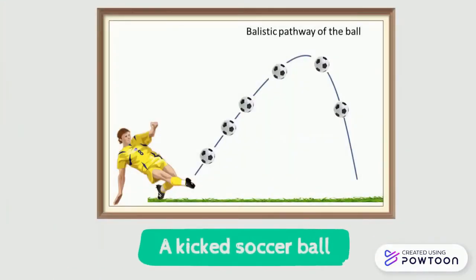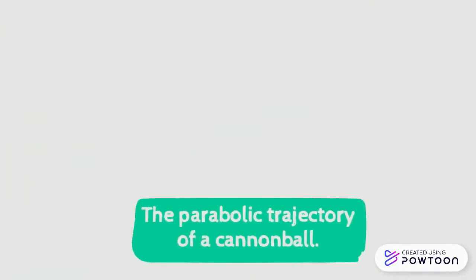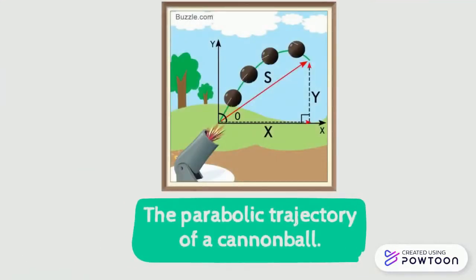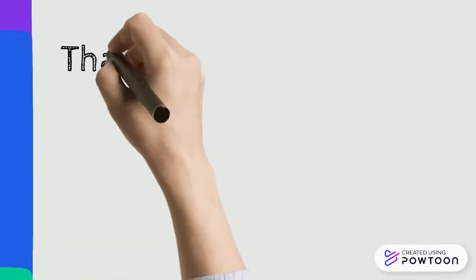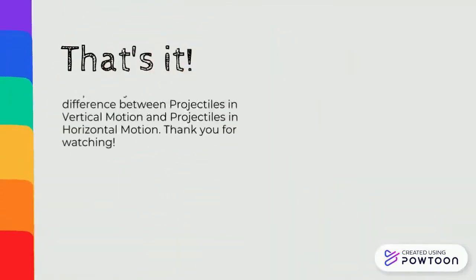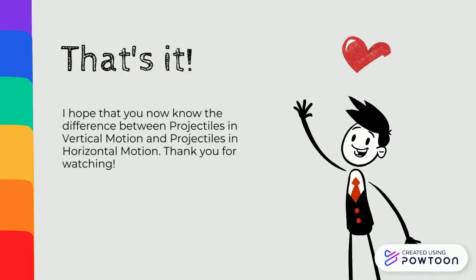Examples: a kicked soccer ball moves in a horizontal plane. A cannonball also moves in a horizontal plane. That's it. I hope that you now know the difference between projectiles in vertical motion and projectiles in horizontal motion.